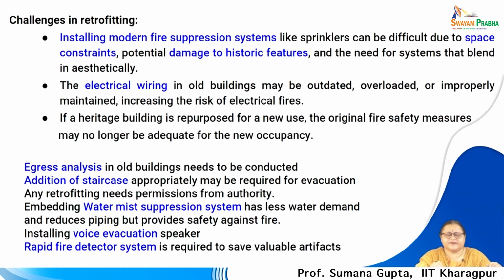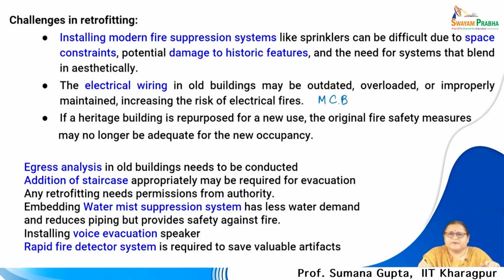So, challenges in retrofitting: installing modern fire suppression system. It is also a challenge because there is no provision of fire suppression system. You have to take holes for pipes through the walls. So, you are actually tampering the building. Space constraints are there. Damages to historic features can happen because of planning for a route. Electrical wiring, as I have already addressed, it is outdated, overloaded and without any miniature circuit breaker.